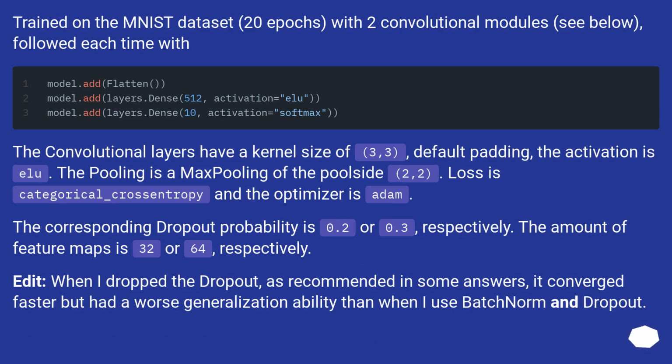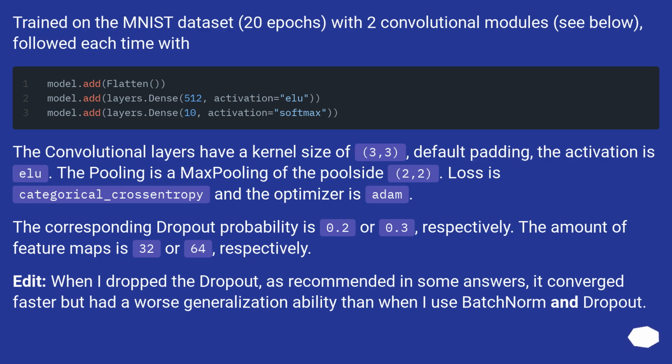Train on the MNIST dataset, 20 epochs, with 2 convolutional modules, see below, followed each time with dropout. The convolutional layers have a kernel size of 3,3, default padding, the activation is ReLU. The pooling is a max pooling of pool size 2,2. Loss is categorical cross entropy and the optimizer is Adam. The corresponding dropout probability is 0.2 or 0.3, respectively. The amount of feature maps is 32 or 64, respectively.